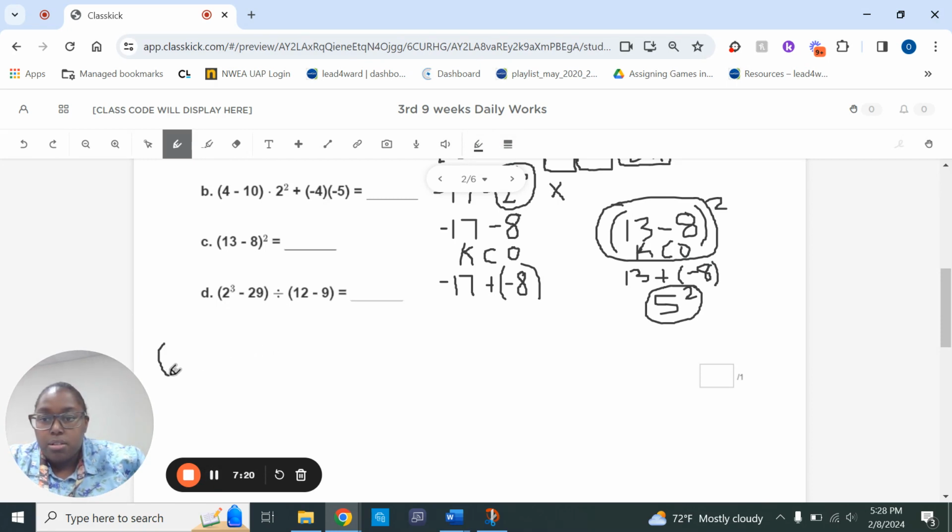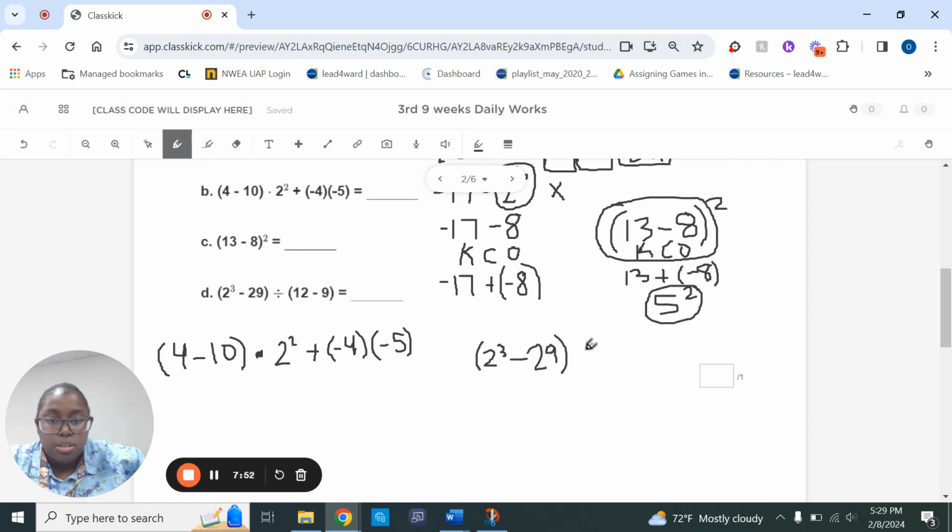All right, so B, we got 4 minus 10 times 2 squared plus negative 4 times negative 5. And then we have the quantity of 2 cubed minus 29. Then divide by the quantity of 12 minus 9.